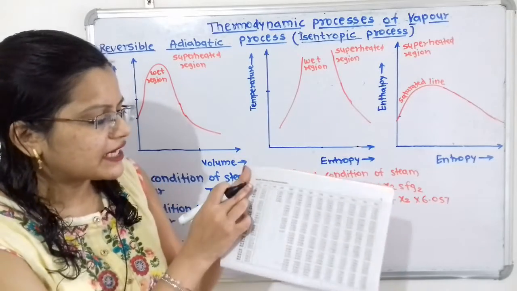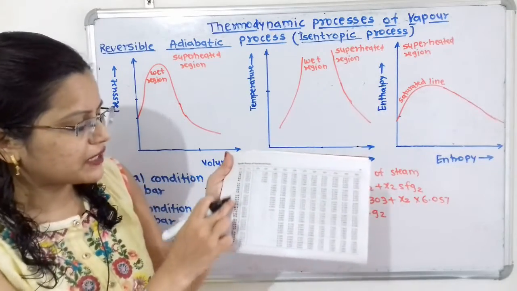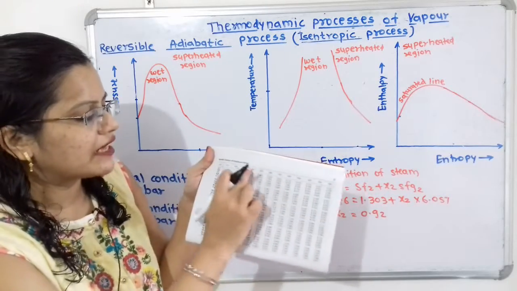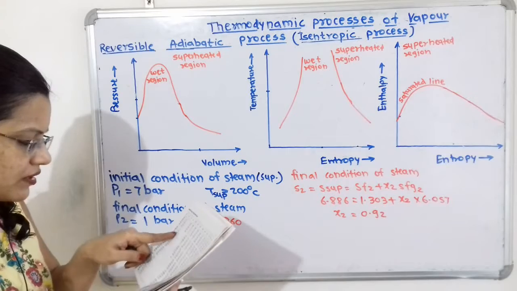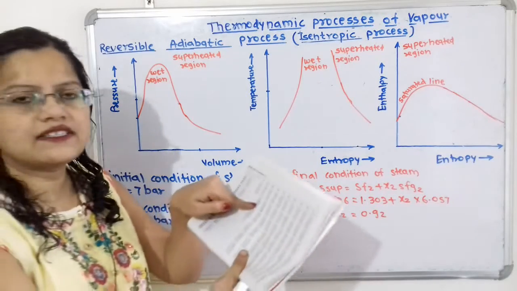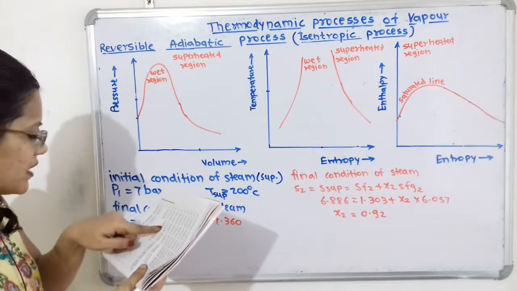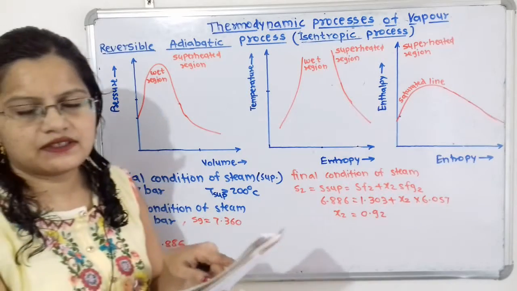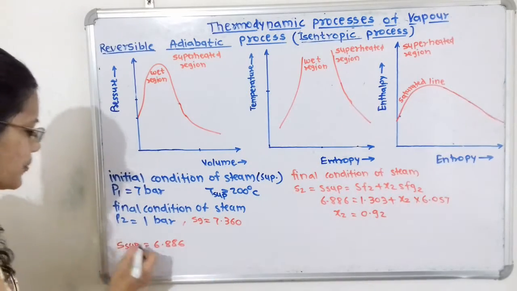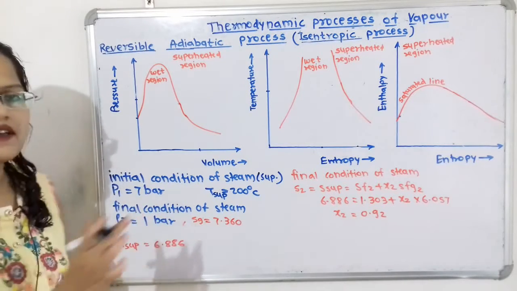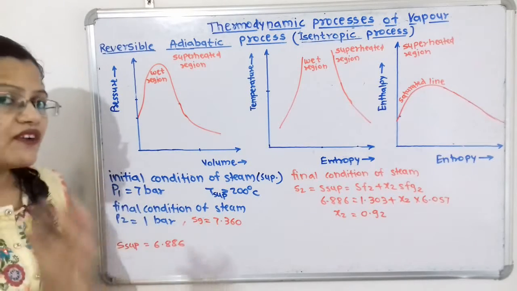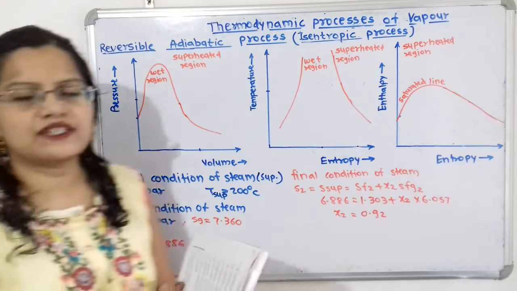So on the vertical line in this table, pressure is given, and on the horizontal line the temperature is given. For 7 bar pressure and 200 degrees Celsius, the entropy is 6.886. This is the superheated entropy, and this entropy will remain the same for the final condition of steam. But for the final condition of steam, the pressure is 1 bar.